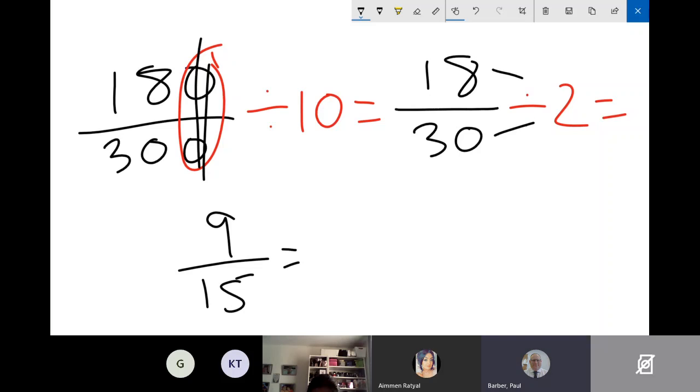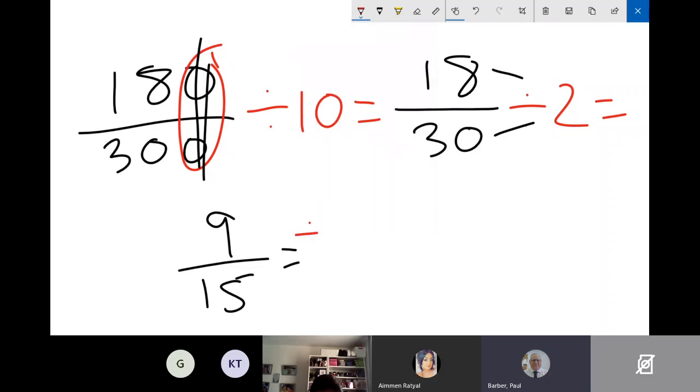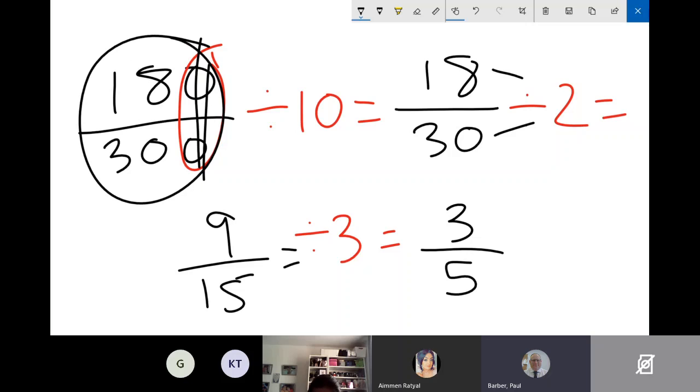I can actually find another number that goes into both of those numbers nice and neatly. Now 2 doesn't, because you can't divide 9 by 2, and 2 doesn't go into 15 either. But 3 does. So if I divided both of these by 3, there are 3 3s in 9, and there are 5 3s in 15. So 3 out of 5 is my fraction. So I started with a big fraction of 180 divided by 300, and I've ended with a fraction of 3 divided by 5. They are actually the same fraction.